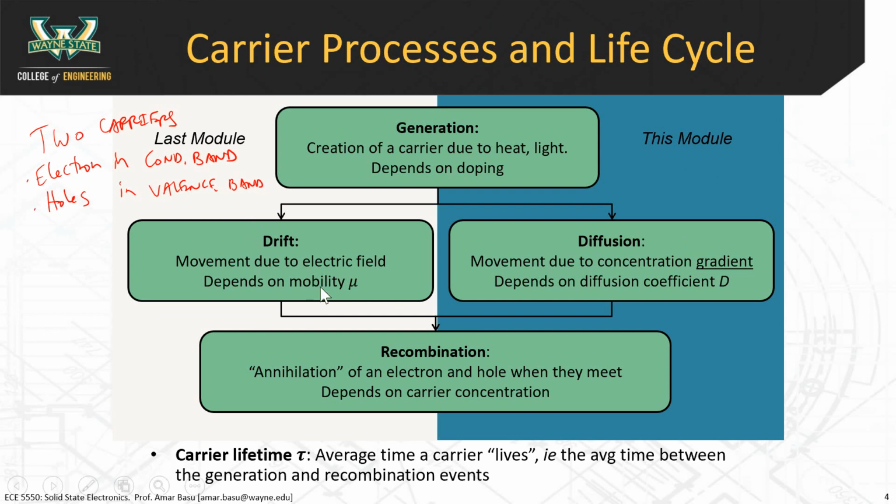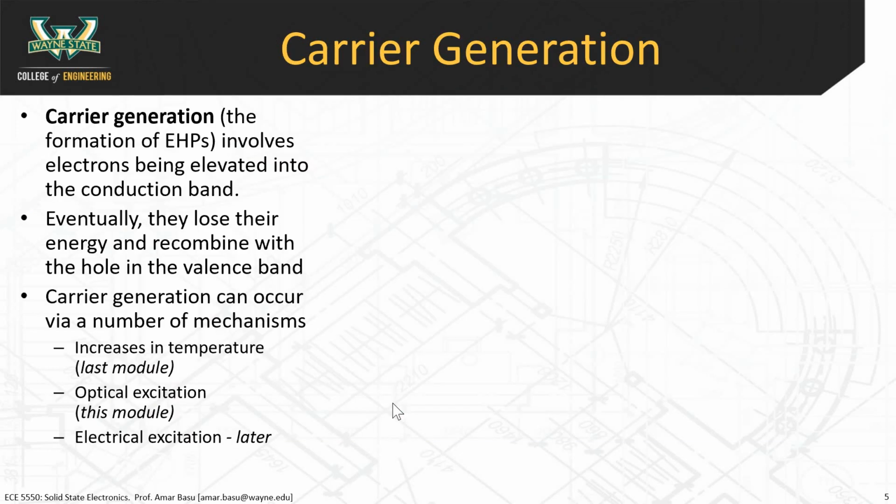And then once the carrier is generated, depending on whether an electric field is present, it may drift. It may move due to drift currents. It can also move due to concentration gradients. We'll talk about that in this module. And then they can also recombine. And recombination results in an electron and hole annihilating one another. And we talked about that last time.